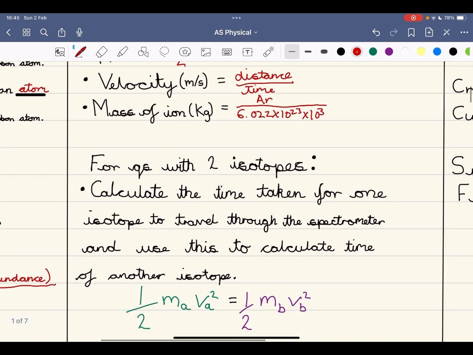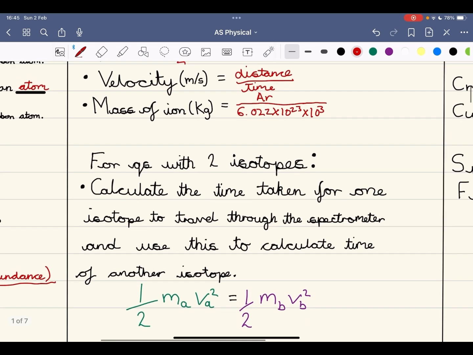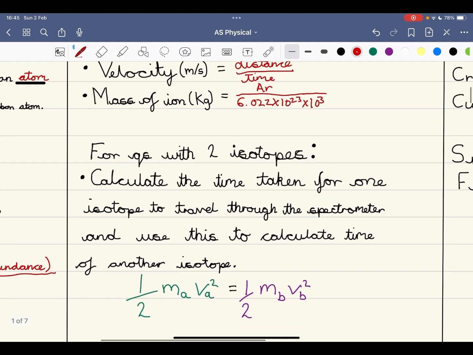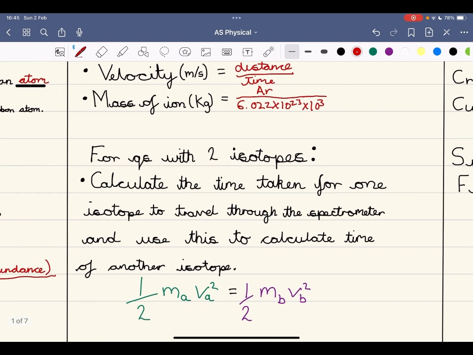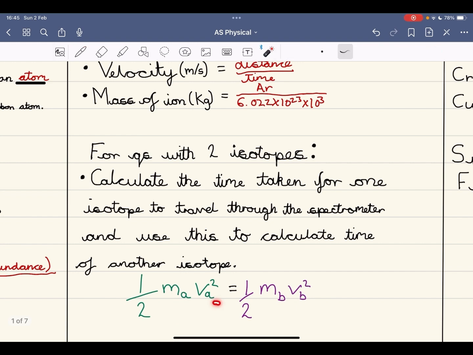Okay. Now for questions with two isotopes, you need to calculate the time taken for one isotope to travel through the spectrometer and use this to calculate the time taken for the other isotope. So to do this, we use the fact that the kinetic energies are equal to each other, and then we get this formula.